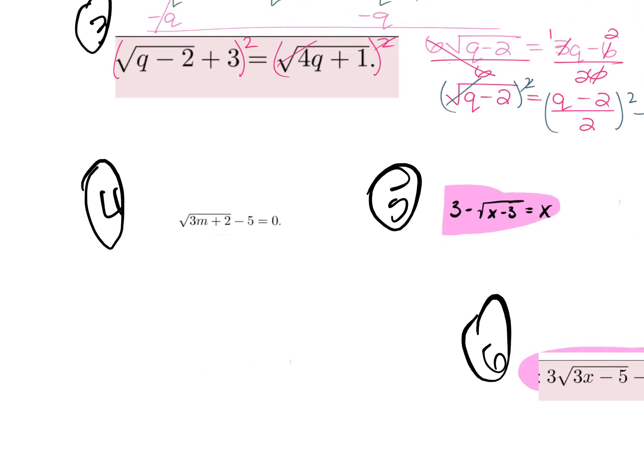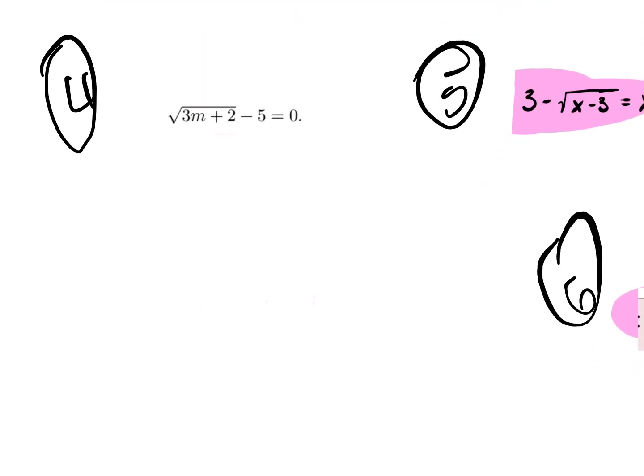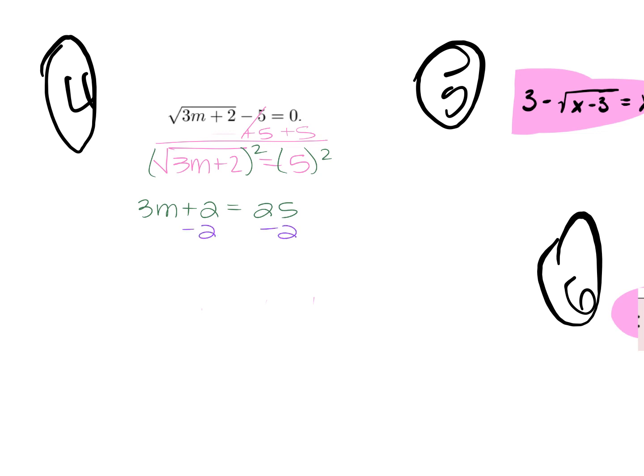For number 4, you have the square root of 3m plus 2 minus 5 is equal to 0. For this one, we're going to add your 5 over first. So that gives you the square root of 3m plus 2 is equal to 5. From here, we are going to square both sides. So that's 3m plus 2 is equal to 25. Move your 2 over, subtract it from both sides. That's 3m is equal to 23. Then divide each side by the 3. And that gives you that m is 23 over 3.